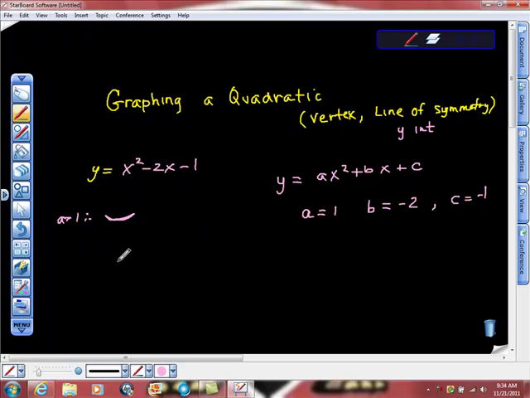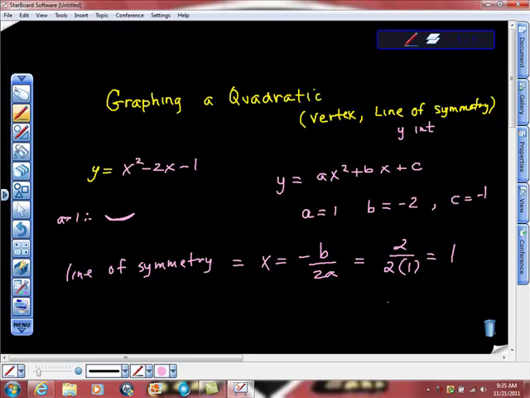Secondly, we can get the vertex, the line of symmetry. The line of symmetry, we just know this equation. We know its x value is x is equal to the opposite of b over 2a. Therefore, the opposite of -2 is 2. 2a is 2, isn't it? So we get 1. So x is equal to 1 is our line of symmetry.